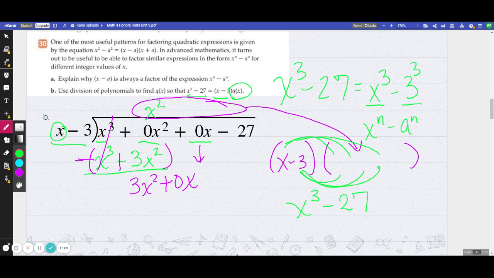Now, the rest of the problems, C and D and on, you should be able to do on your own, and you're looking for that pattern to see how you can factor an expression x to the n minus a to the n.